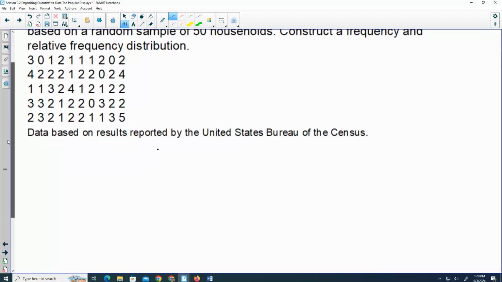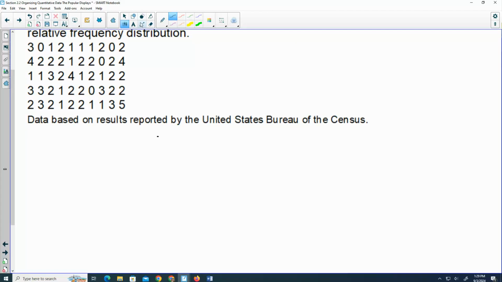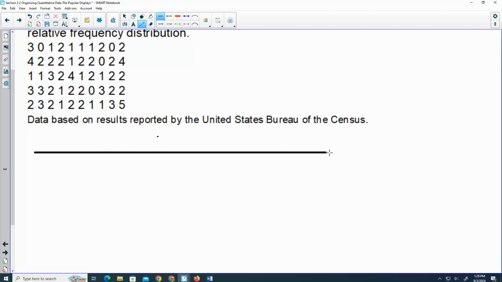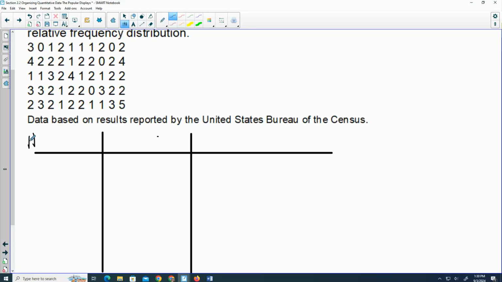So we did talk on Friday that you can do these by hand. You're welcome to type them on Google Sheets, whatever works well for you. Since I'm going to make both frequency and relative frequency, I'll go ahead and just do it by hand. It's not going to take too long here. So this information is telling me the number of cars. And we will need the frequency and the relative frequencies.